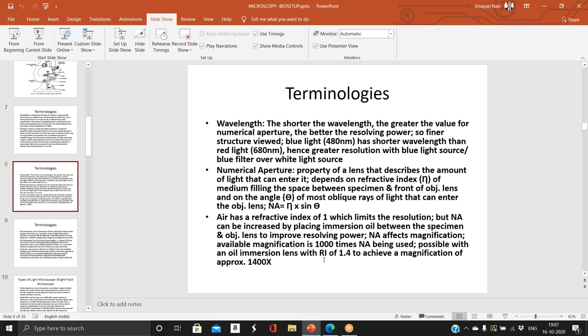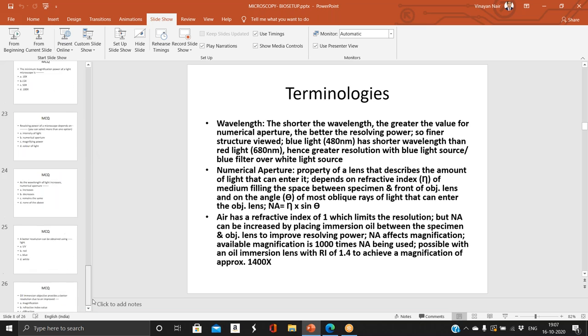I think in my last slide, I have made some mistake here. Instead of refractive index, I have written NA, numerical aperture. That is wrong. It is refractive index. Okay. Air has a refractive index of 1, which will provide a magnification of 1000x. That is 1000 times the image of an object. Whereas if we are using immersion oil with the 100x objective, that is the oil immersion lens, it will have a refractive index of 1.4, which will provide a magnification of 1400x, that is 1400 times the image of the object instead of our 1000x.